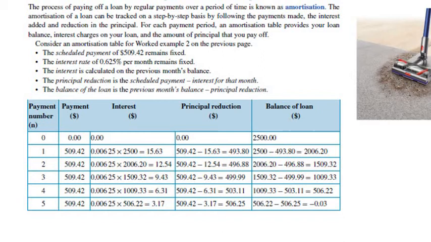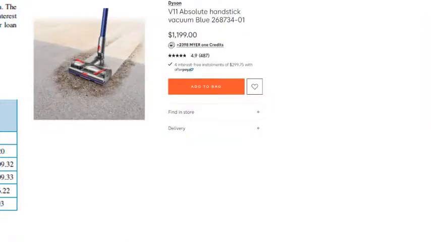Hi everyone, this video is about the amortization table. The word amortization, which you can see over here in blue, describes a process of paying off a loan by regular payments over a period of time. And we have many examples like that in real life.